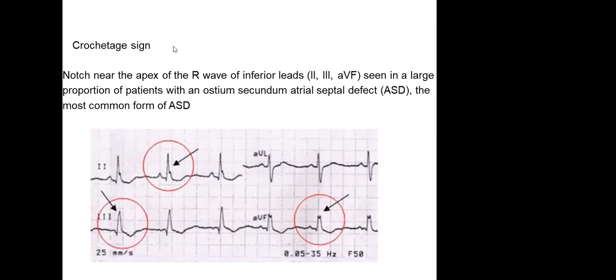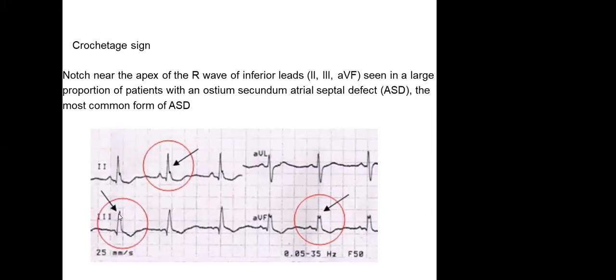This is the crochet sign, where you see a notch near the apex of the R wave, mainly seen in the inferior leads, that is 2, 3, and aVF. It is usually seen in a large portion of patients who have ostium secundum atrial septal defect, which is the most common form of atrial septal defect. Again, you can see the peaking; right bundle branch block is the cause behind it. In lead 2 and in aVF, it is very typically seen.